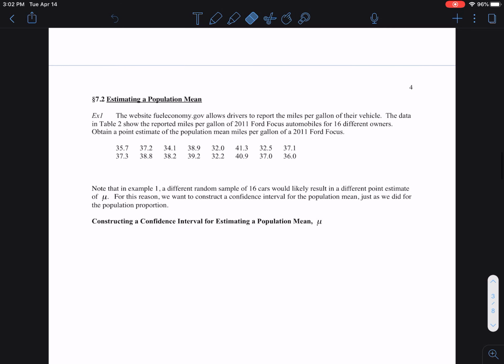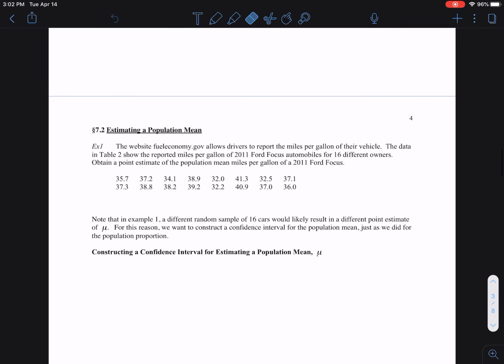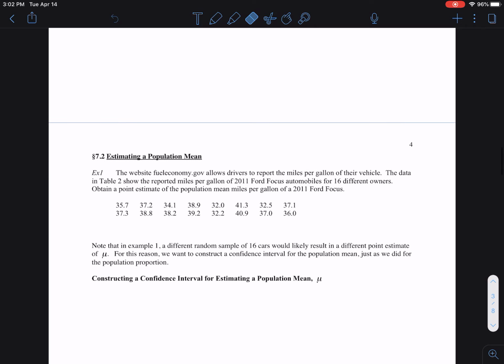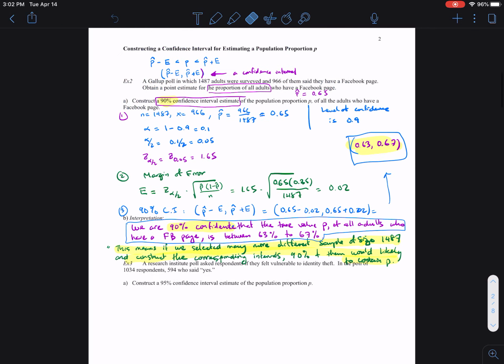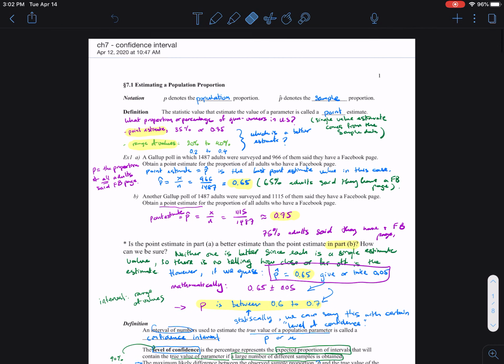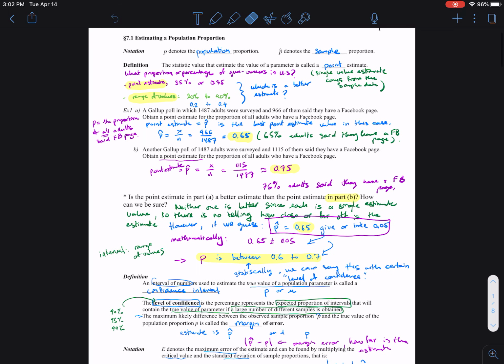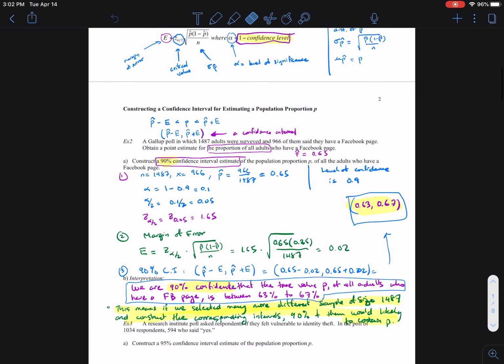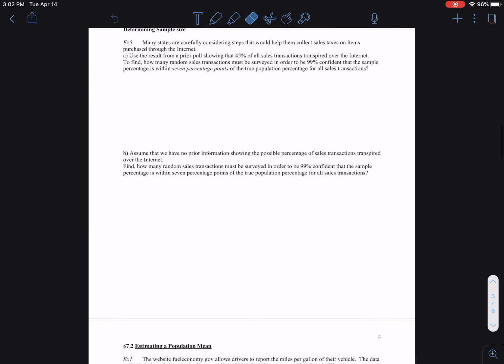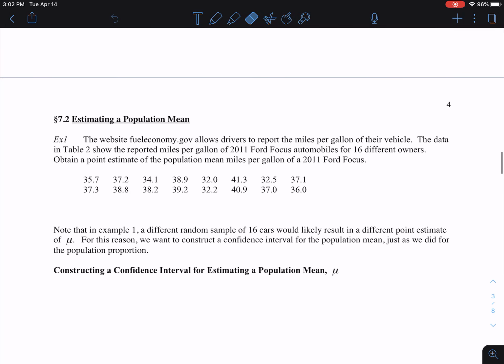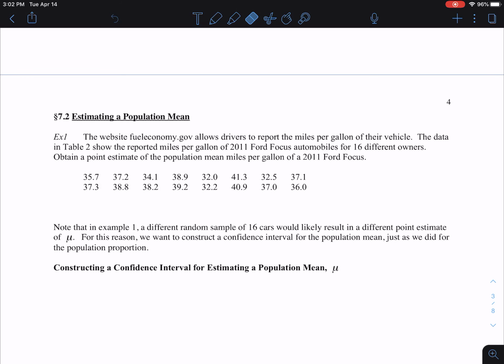Alright, welcome back guys. So in this video, we're gonna start talking about lesson 7.2, estimating a population mean. We started the chapter already and discussed how to estimate a population proportion. We talked about point estimate. We also talked about confidence interval. So that's where we're gonna pick up. In this lesson, we are gonna talk about point estimate again, and also confidence interval estimate, how to estimate the population mean.